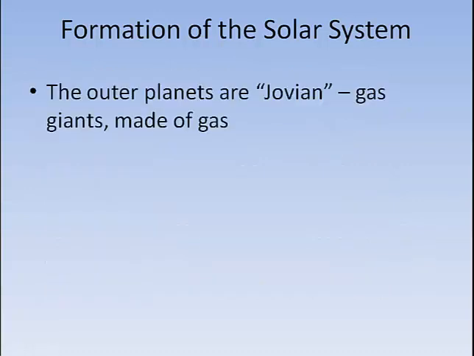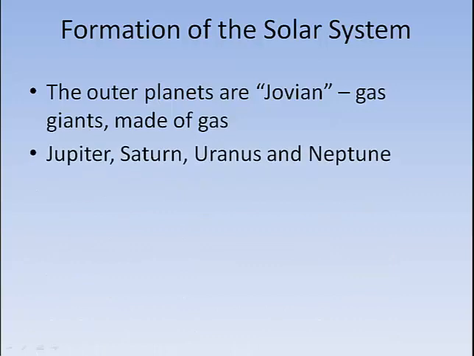The outer planets, we call them Jovian planets. They're gas giants. They're made of gas and ice, right? And those are Jupiter, Saturn, Uranus, and Neptune in that order. Jupiter is closest to the sun. Neptune's the furthest away of the outer planets.